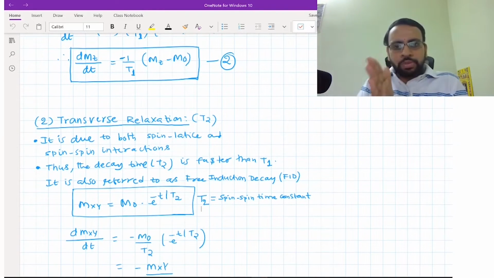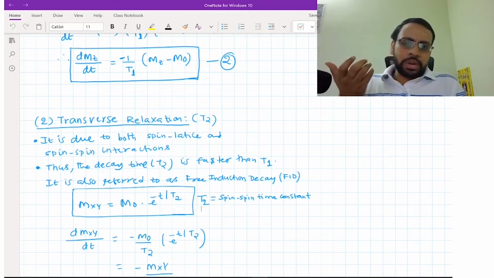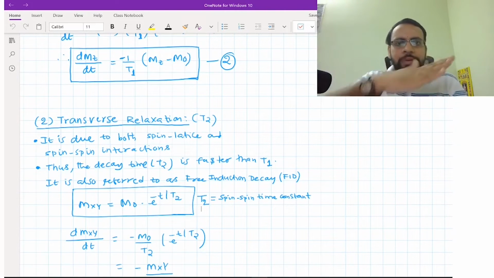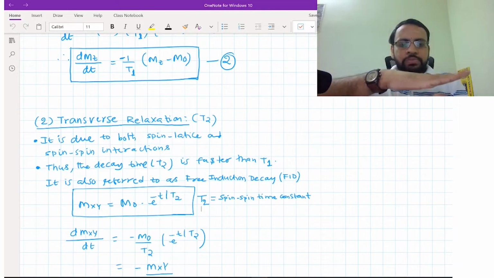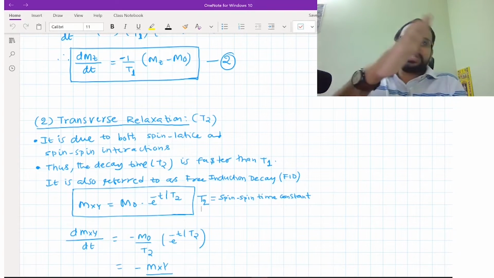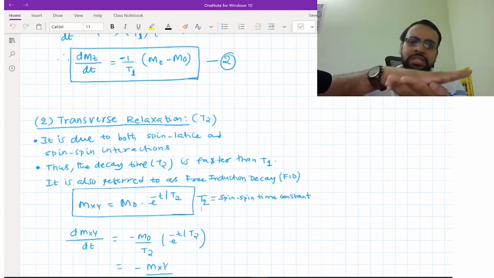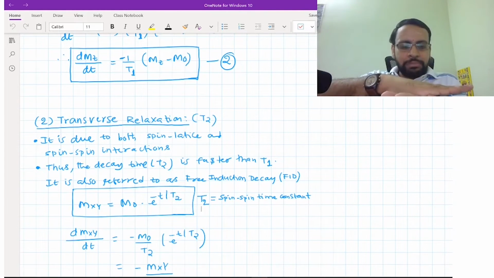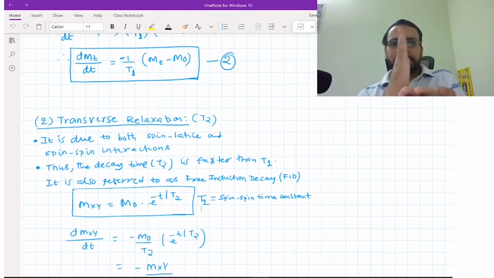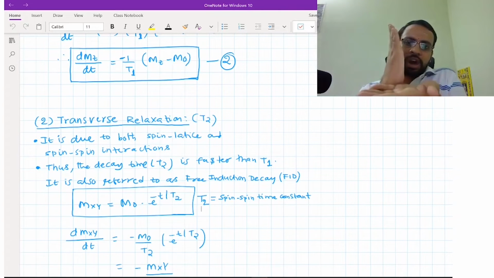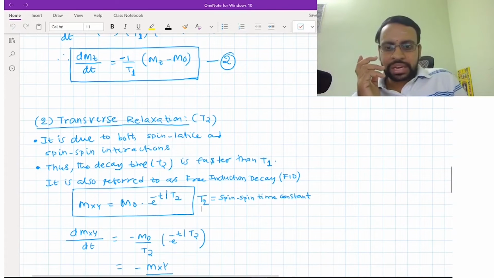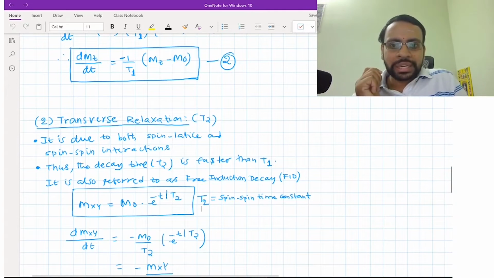Just the moment after you withdraw your magnetic field, in the xy plane, that's the time when you have this whole M naught vector in the xy plane. So that time you have an M naught value, then it is coming back to the z axis. So over time, its projection on the xy plane is going to be 0, and that's why you have here M naught times e to the power of minus t over T2.